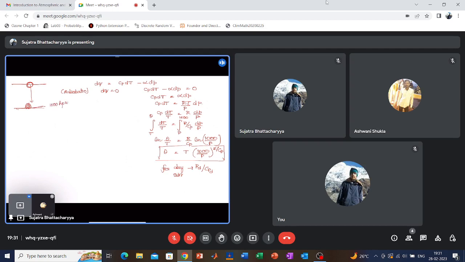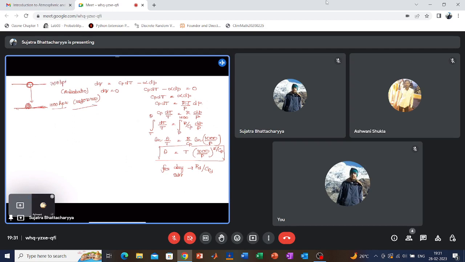So with respect to 1000, anything potential, say potential energy, has a reference point. Then you calculate what the energy is. Similarly, this 1000 hectopascals is the reference. So based on this reference, each level's potential temperature can be calculated. Say this is for 700 hectopascals.